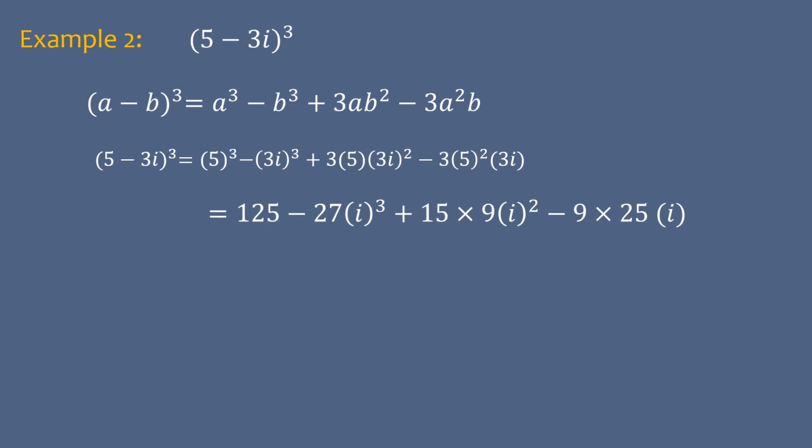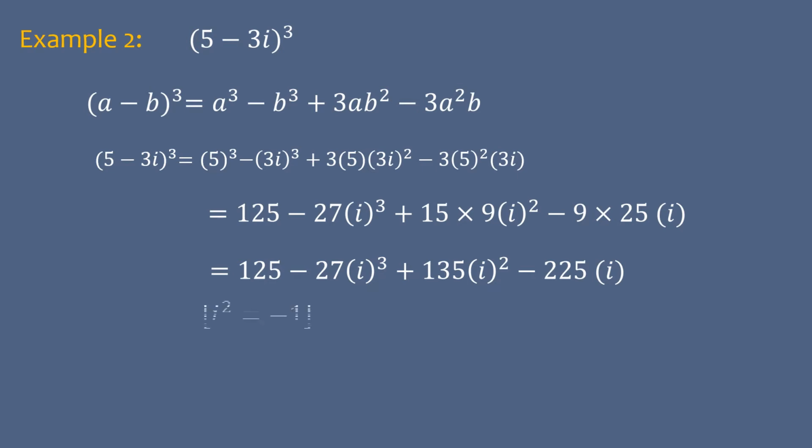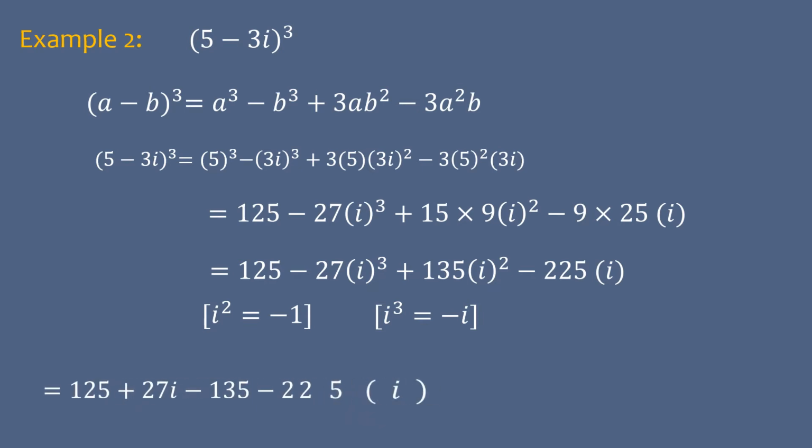We have already studied that the value of i square is minus 1 and i cube is minus i. Before that, let us simplify it more. We multiplied all the values and now we have to replace the values of i square and i cube with minus 1 and minus i respectively. Doing so we get 125 plus 27i minus 135 minus 225i. And on further simplification, we get our final result, that is minus 10 minus 198i.